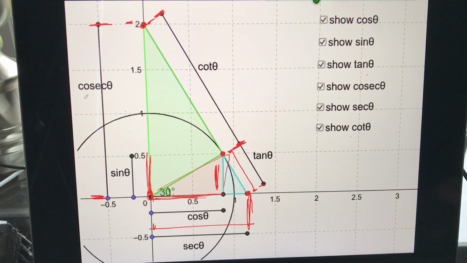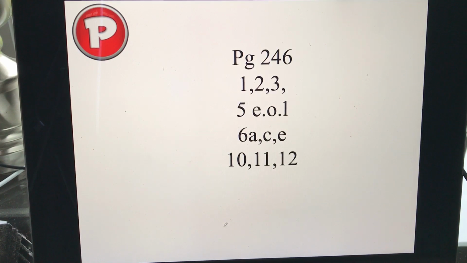Now again, we really won't be seeing these values for a while, if at all, to be honest, but we'll see. Okay, take a look at page 246.